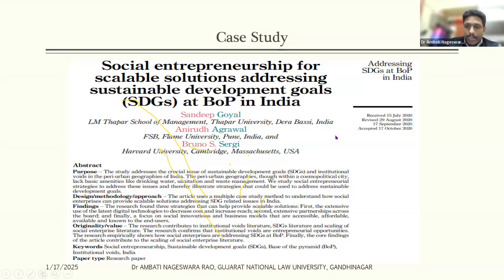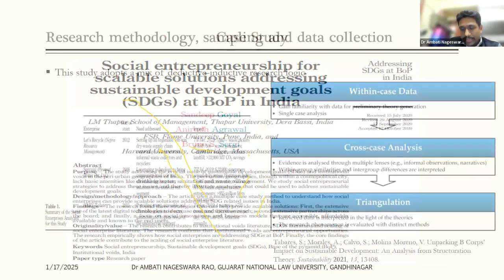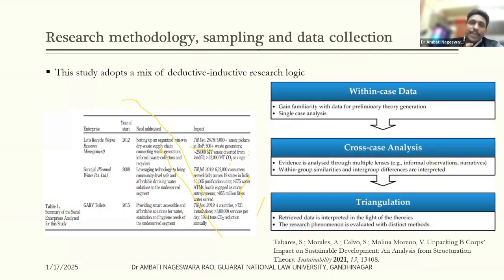There are three scholars. Now, in order to study the social innovations, and at the same time how they're achieving sustainable development goals, the researchers collected data from three social enterprises. One is Let's Recycle. It is also known as NIPRA. It is from Ahmedabad. Sarvajal, I'm sure many of you might be knowing Piramal Foundation, Piramal Water. They also have a branch in Ahmedabad, Gujarat, and different parts of India. GARV toilets. So they have taken different kinds of problems. I don't want to go into detail about each case, but overall, if you look at it, Let's Recycle.